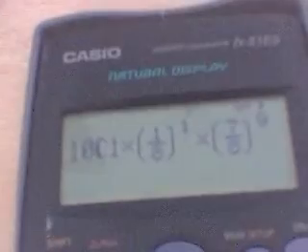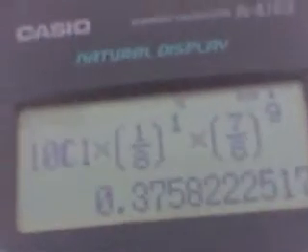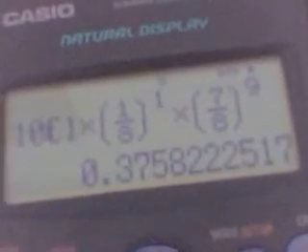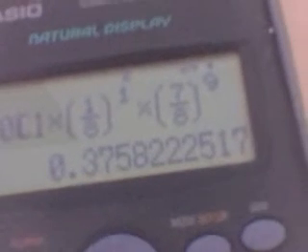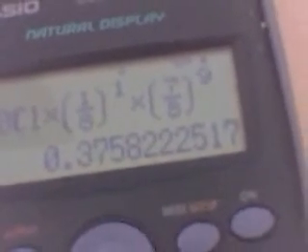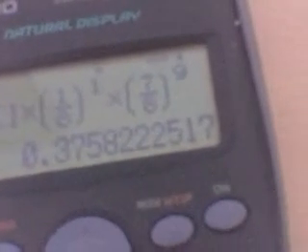And here we are for one left-handed person. 10 choose 1 times 1/8 to the power 1 times 7/8 to the power 9, which is 0.37582222517.